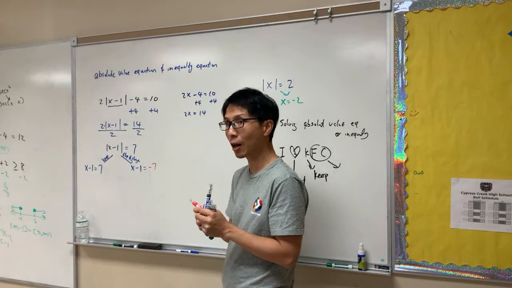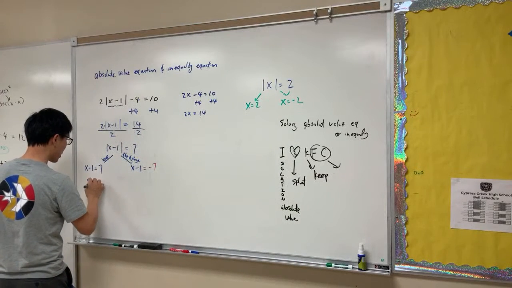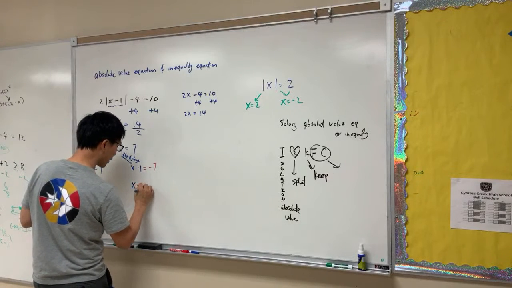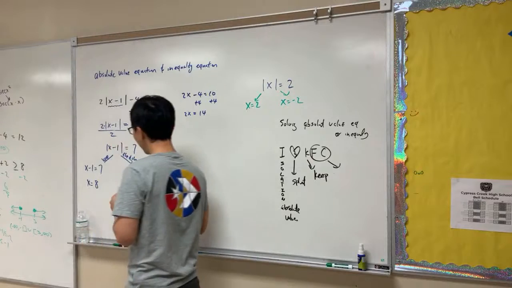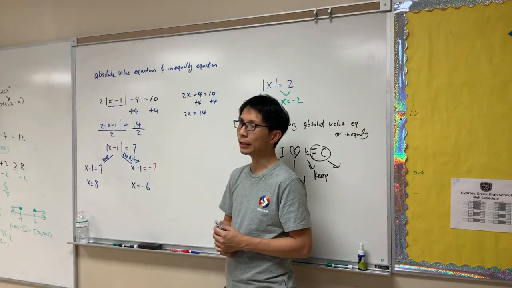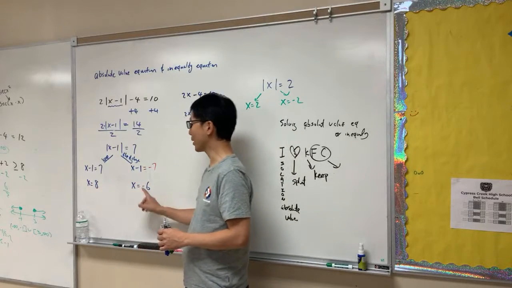And now I can solve each equation. I can say x is equal to 1 plus 7, so it's 8. And x equals negative 7 plus 1, which is negative 6. A lot of people just say the answer is 8 and negative 8. No. The numbers are usually never the same. One's 8, one's negative 6.